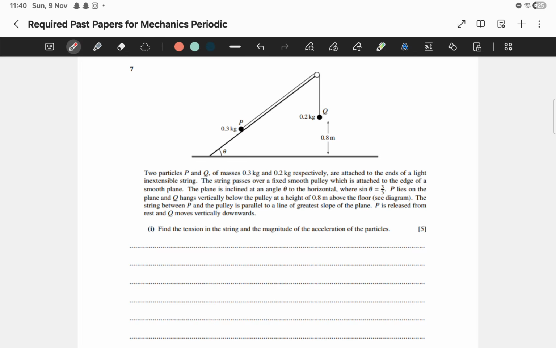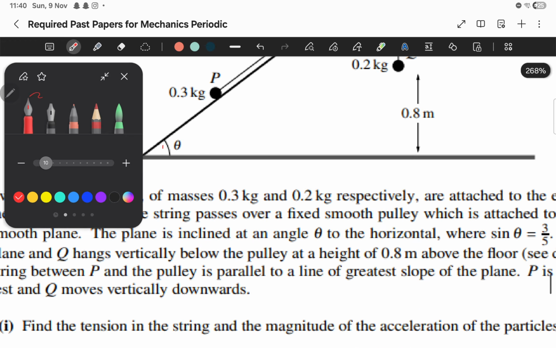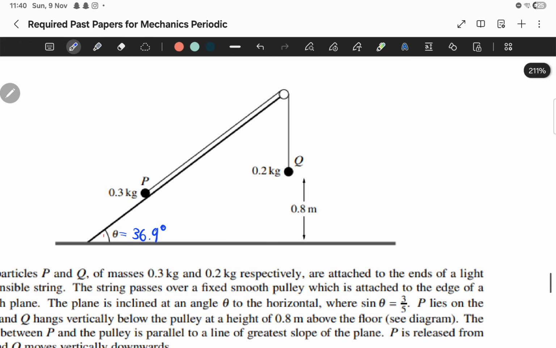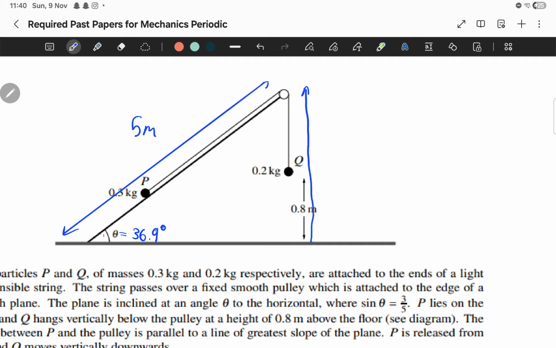This is very important because this angle is a special angle. Whenever you see it, it is 36.9 degrees. And this is a Pythagorean triple. So straight away, just by reading the question, I can tell you this is 5 meters here, this here is 3 meters, and this here is 4 meters.